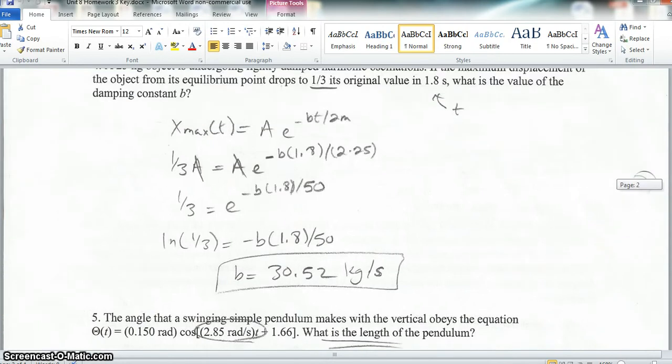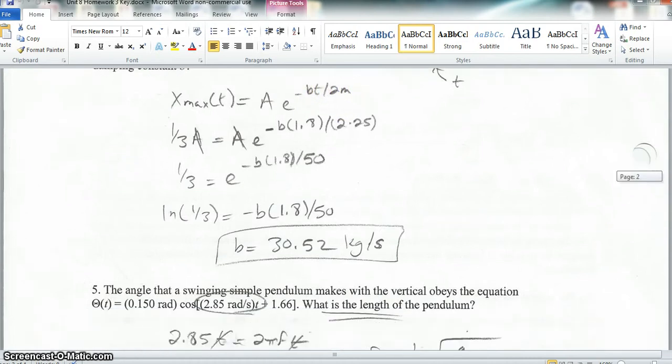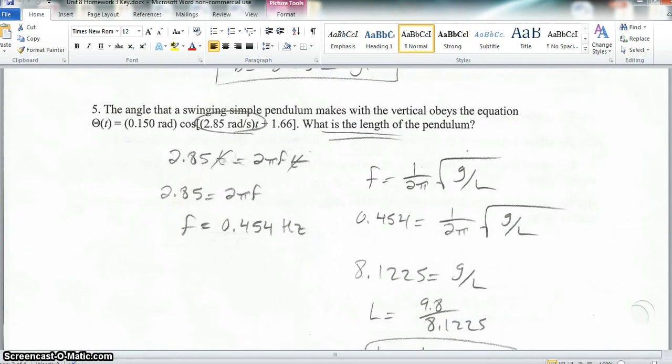And notice the units there, the units for our constant are kilograms per second, which makes sense. If you think about this being time, kilograms per second times seconds would cancel out the seconds, and then you'd have kilograms divided by kilograms, which would leave me with just a coefficient in the power there, which is exactly what I want. So anyway, continuing on then to question 5.